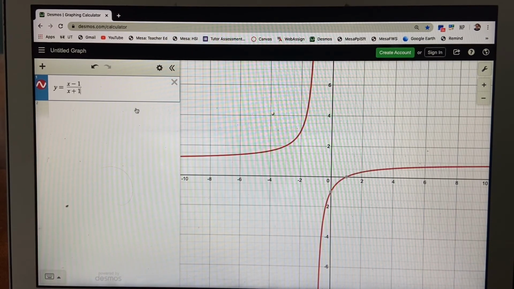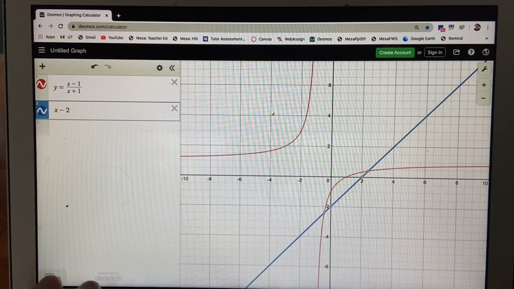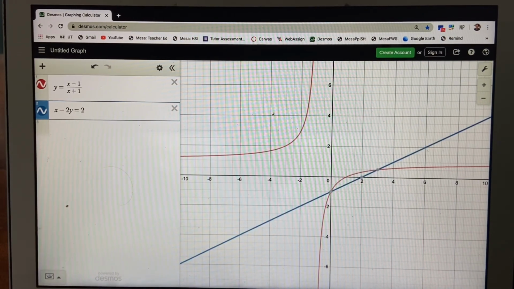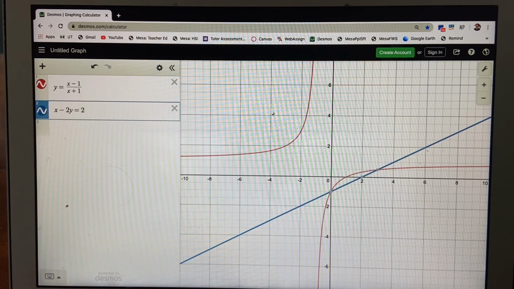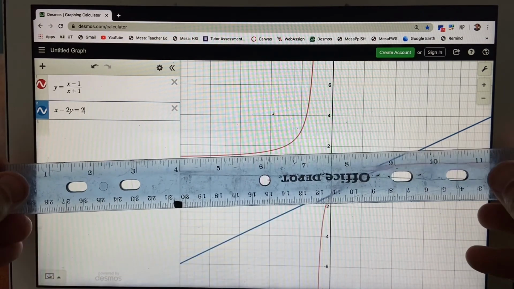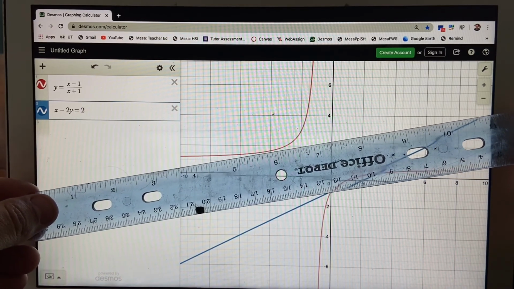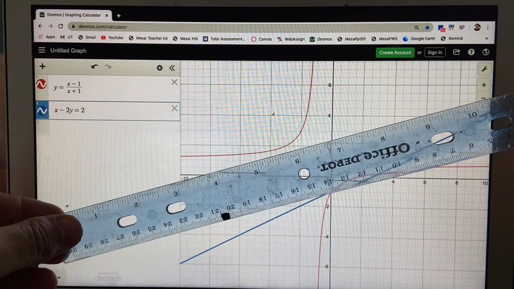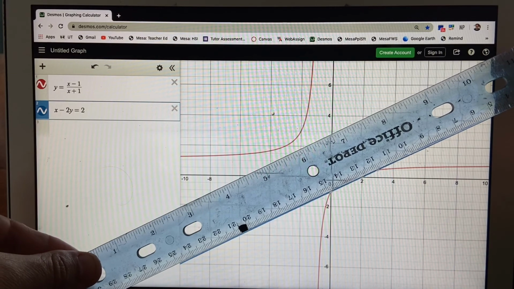So there's the given function. I'll type in the given line. So x minus 2, y equals 2. So there's our given line. So just to kind of set up the problem, we're looking for a line, or sorry, two lines that are tangent to our given red curve, but not only tangent to the given curve, but they're parallel to this given line here.